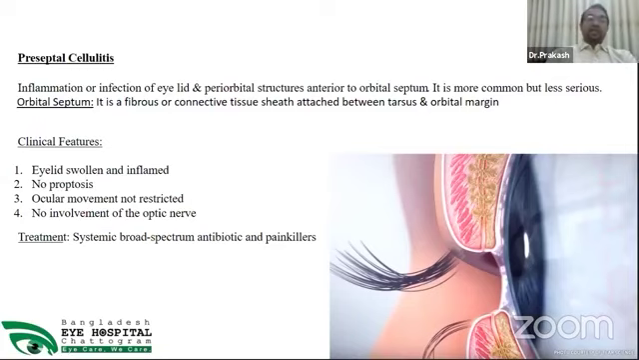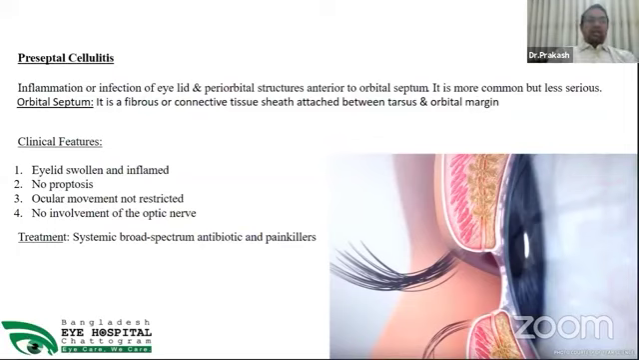What is preseptal cellulitis? It is any infection or inflammation that is confined to the area anterior to the orbital septum. So in preseptal cellulitis, the infective focus will not extend beyond the orbital septum. It will be confined to the orbital septum. And what is the orbital septum? It is a fibrous or connective tissue sheet that attaches the tarsus to the orbital margins.